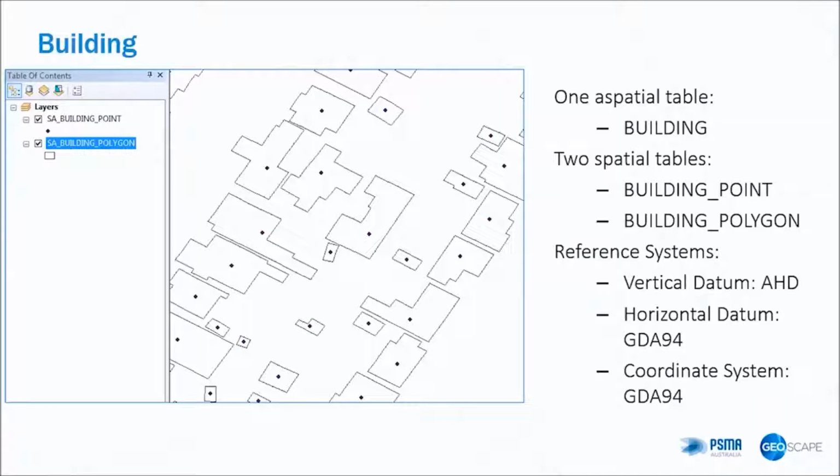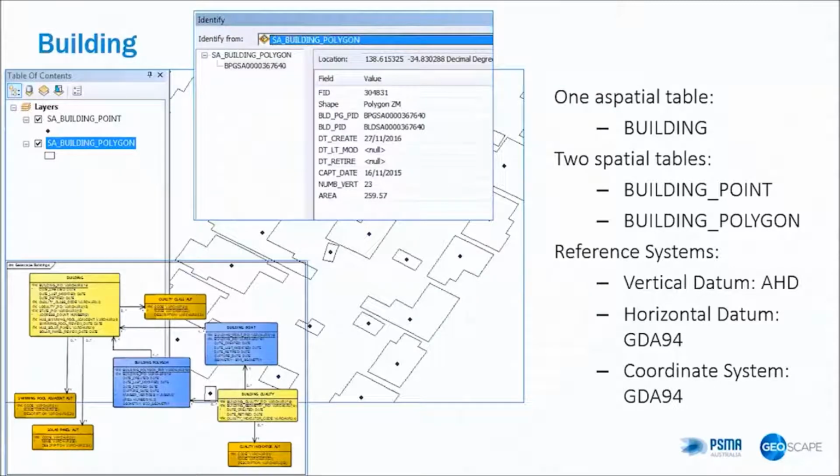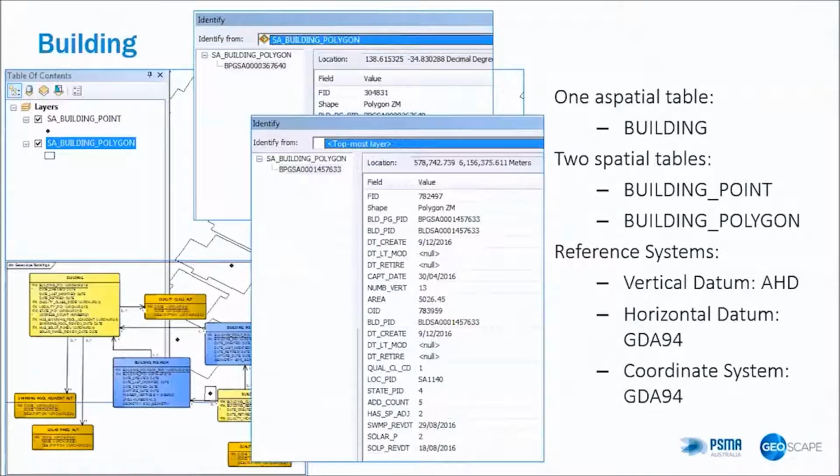So this is a buildings theme opened up in ArcGIS. As you can see, when you use ArcMap and use the identify tool, this will pop up, and it's the same fields and attributes you see in the data model. Once you create a join to the buildings table, you'll see the essential backbone attributes. So it will tell you where it's located, the locality and its state, how many addresses are associated to that building footprint, and if there are any swimming pools and solar panels. And these are all joined on the building PID.